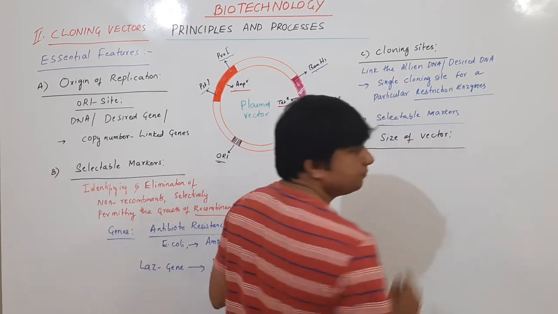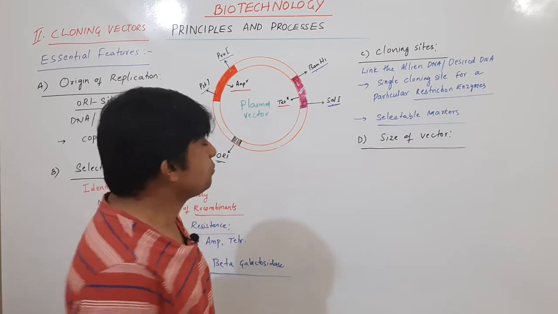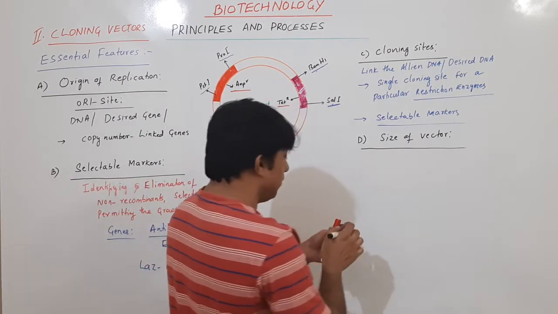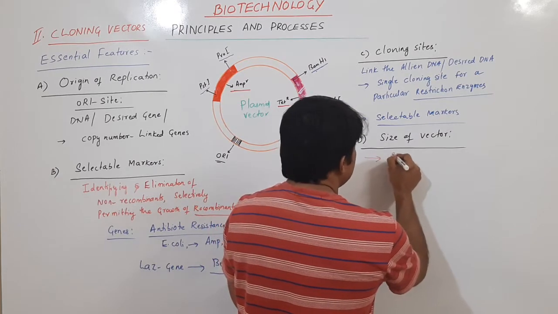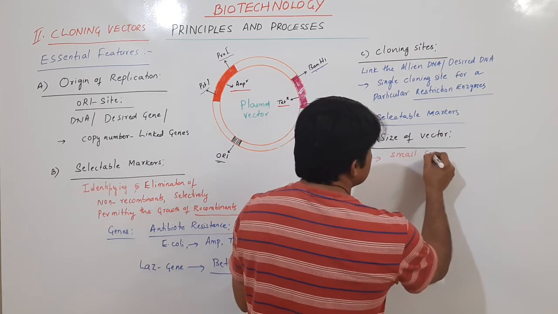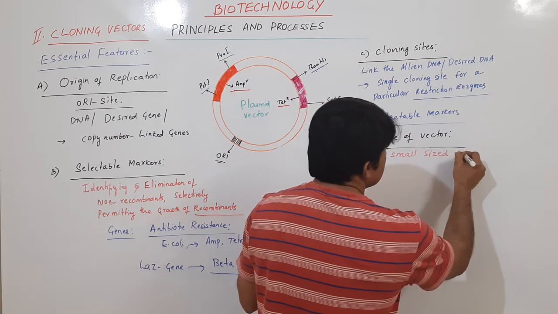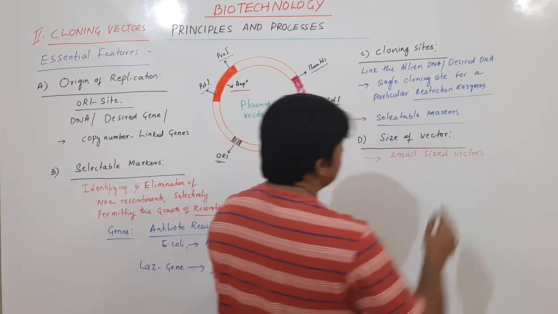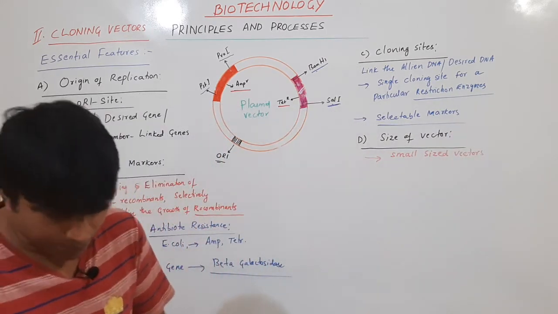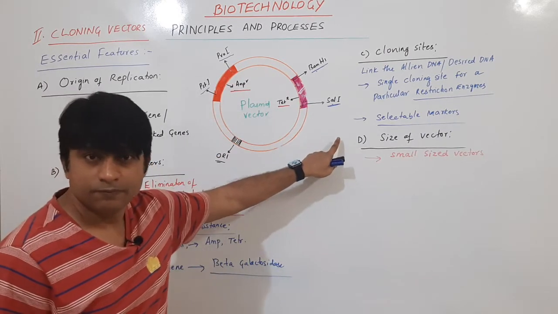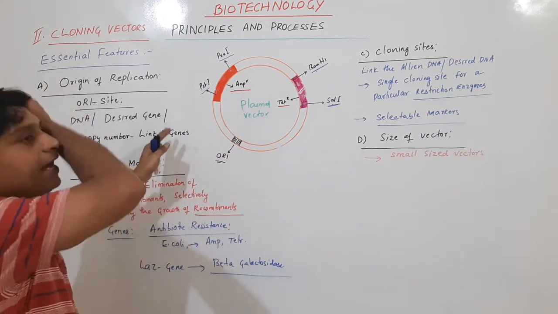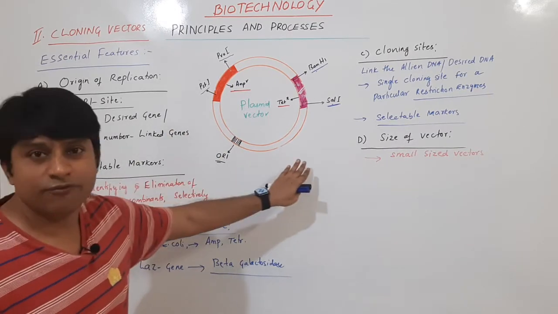Size of vector: always, small sized vectors are preferable. We always go for small sized vectors. Small sized vectors are preferable for our cloning. Fine. So these are the 4 characters a vector needs to have, right?